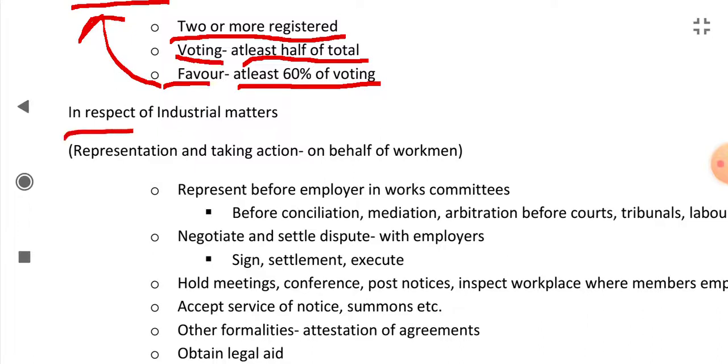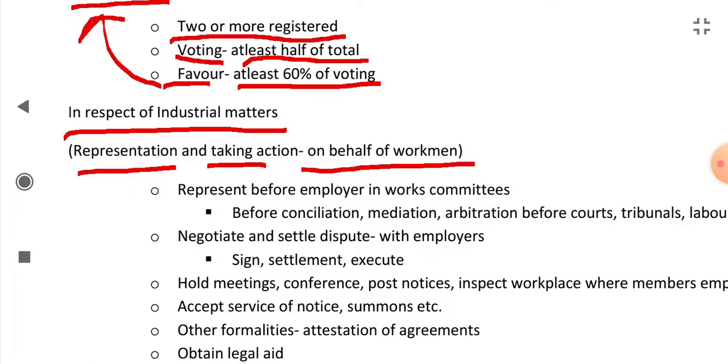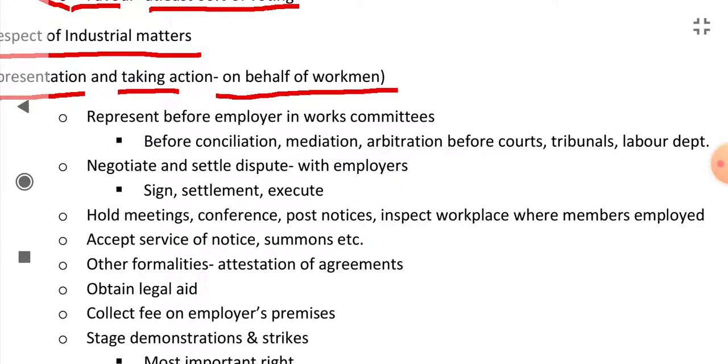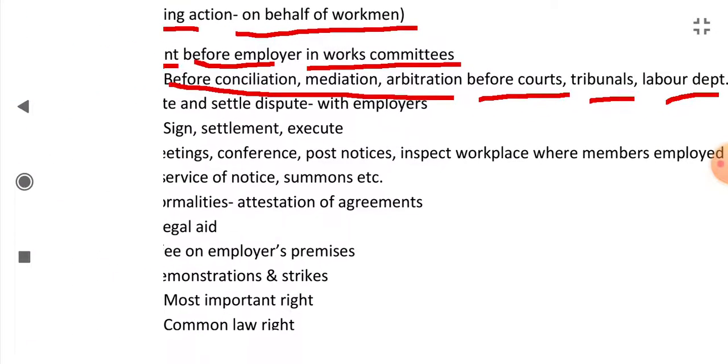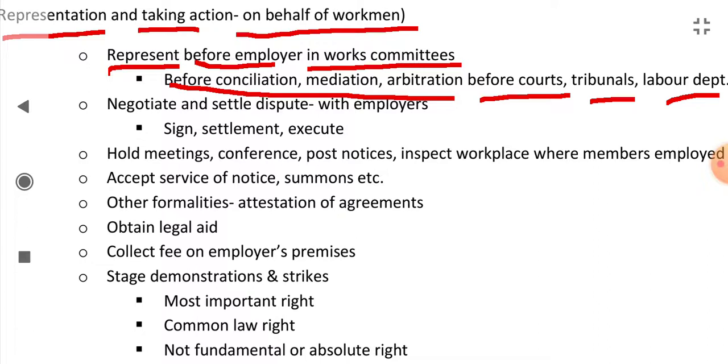In respect of industrial matters, the trade union has the right to represent and take action on behalf of workmen. They represent the workmen before the employer in the works committee, before conciliation, mediation, arbitration, before the courts, before tribunals, and before the labor department. They negotiate on behalf of workmen and settle disputes with the employers. They sign the settlement and execute the settlement on behalf of workmen.